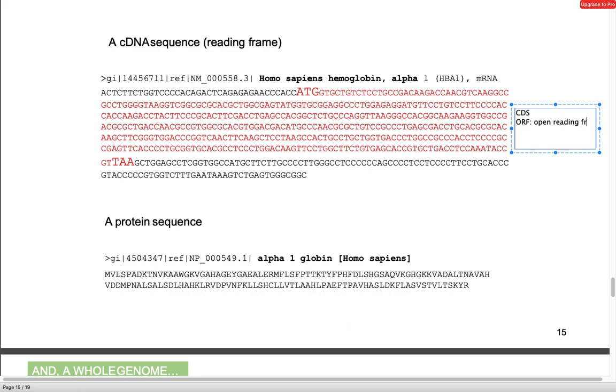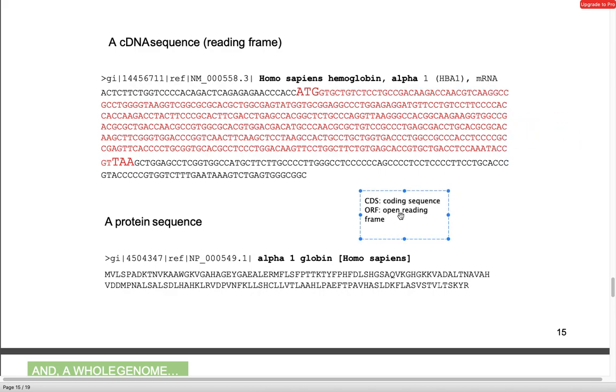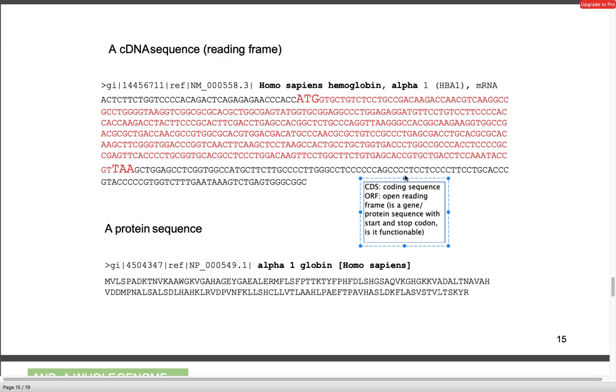You don't know. It's okay. CDS is coding sequence. So there's a difference between ORF and CDS. With an ORF, you can just putatively say that it's a protein sequence or a gene sequence because it is open and has a start and stop codon. But of course, are they able to be translated into a protein? Do they have function? If they have function, we call it a CDS, a coding sequence. It has a function. Okay, good.